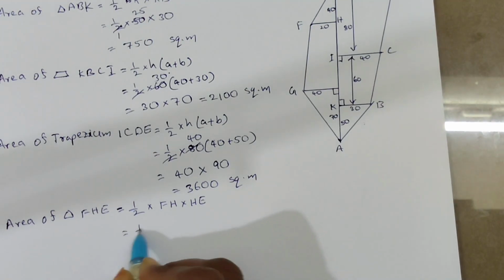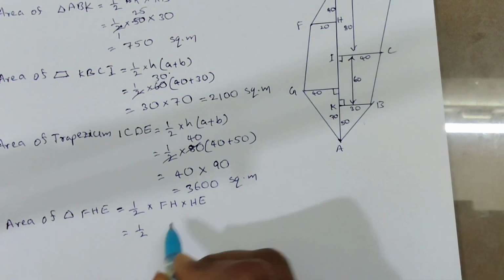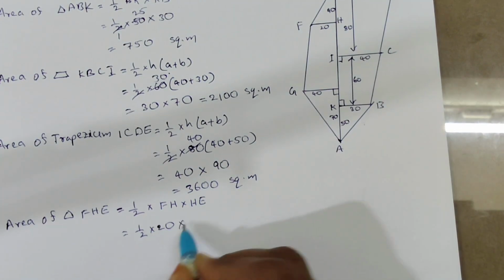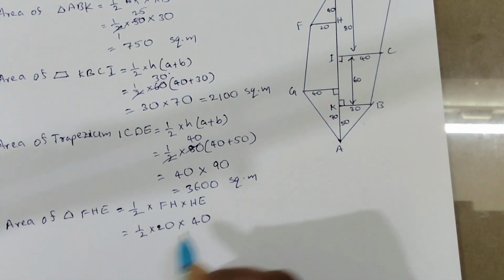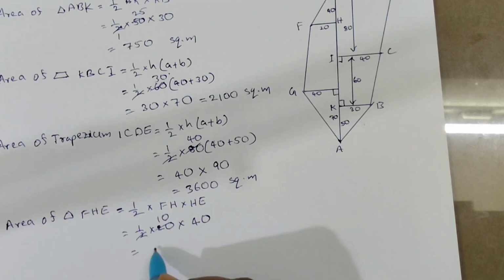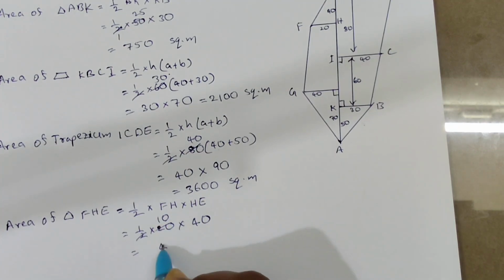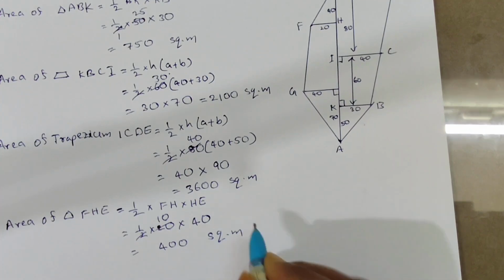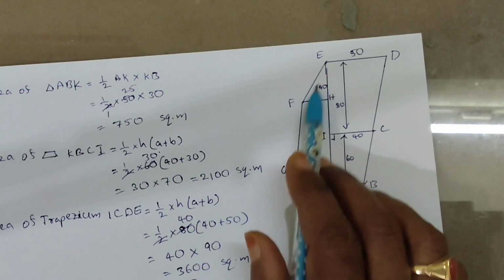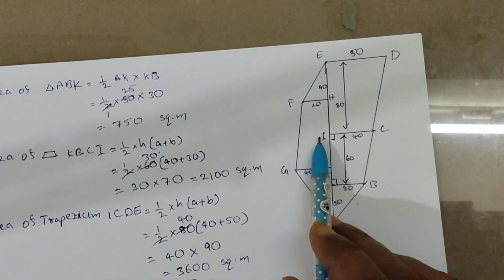Here 1 by 2 FH equal to 20 into HE is equal to 40. So here 2 ones are 2, 2 tens are 10, into 40. 10 into 40 means 400 square meters is the area of this triangle. Now here we find this trapezium area.